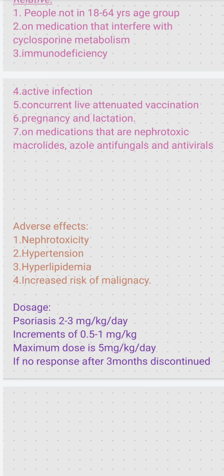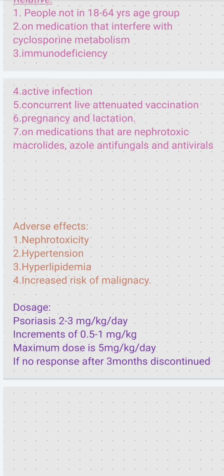Then hyperlipidemia is also another side effect. Usually we can manage this by using dietary modifications or lipid lowering agents, or by monitoring the patient and reducing the dosage when it is needed. Other side effects we can look for are gastrointestinal side effects, headaches, paresthesias and tremors, gingival hyperplasia, hypertrichosis, and electrolyte disturbances such as hyperkalemia, hypomagnesemia, and hyperuricemia.